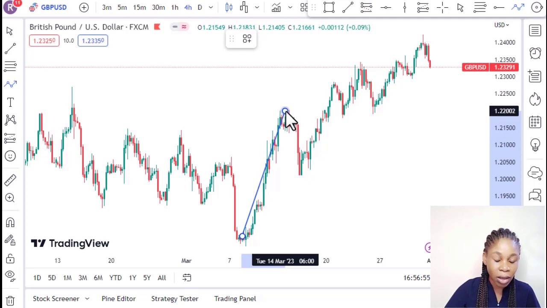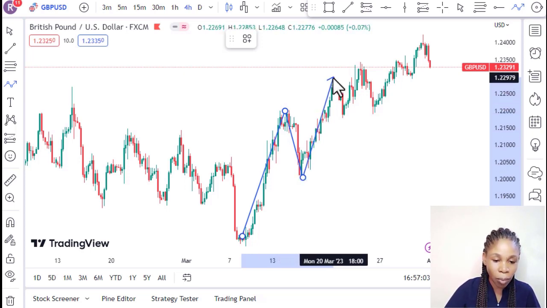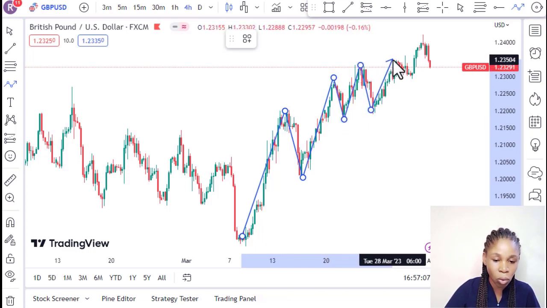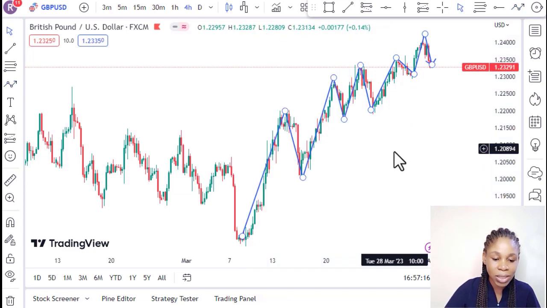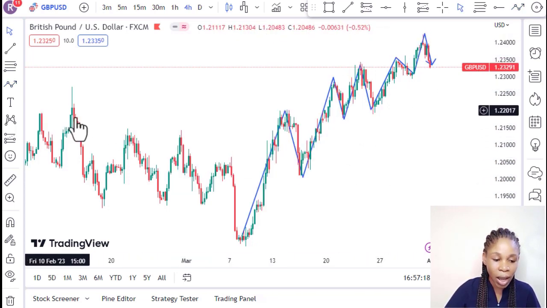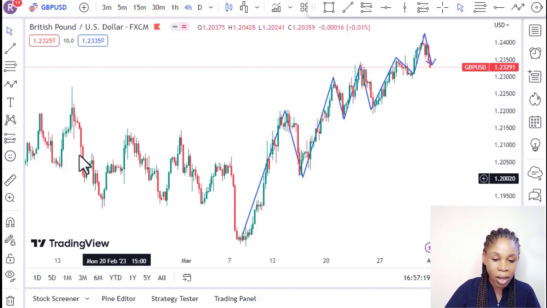Price formed a higher high here, and then gave us a new higher low. And then up here we have another higher high, higher low, higher high, higher low, and a slightly higher high here, and price is still tilting to the upward side. So this is a clear uptrend, and from here we can also see that we had a downtrend.